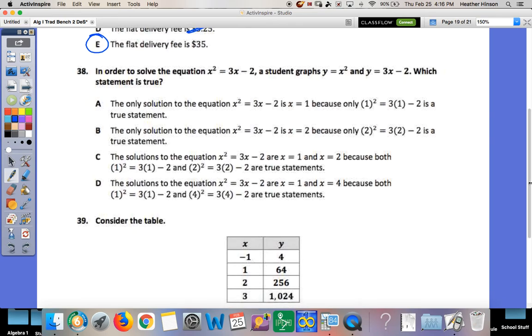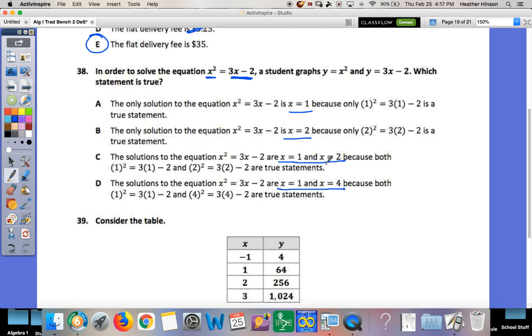38. In order to solve the equation x squared equals 3x minus 2, a student graphs y equals x squared, which is this side, and separately graphs 3x minus 2. Which statement is true? The only solution to the equation is 1. The only solution is 2. Or they have two solutions at x equals 1, x equals 2, or x equals 1, x equals 4.